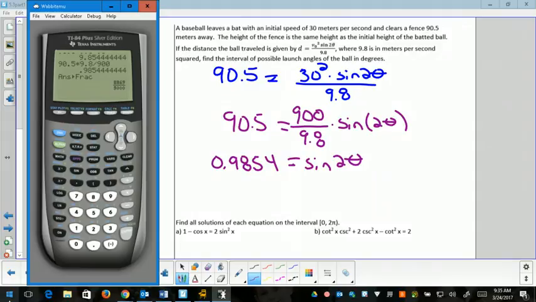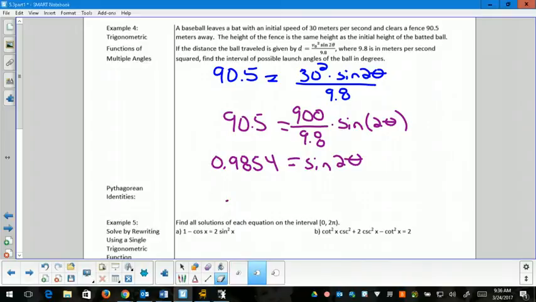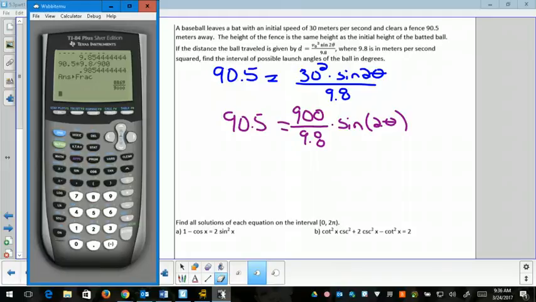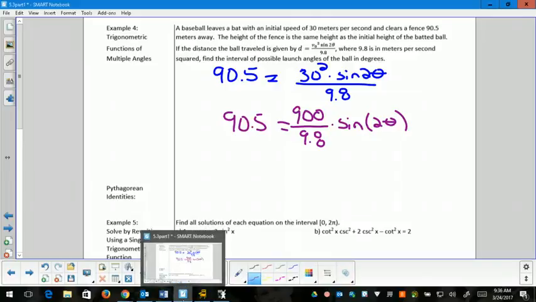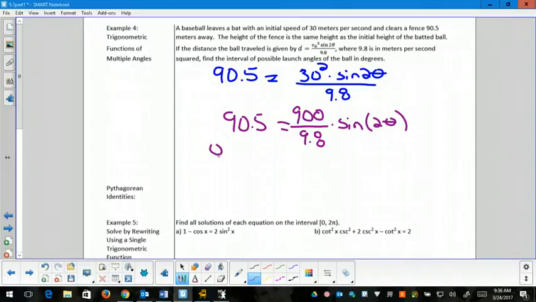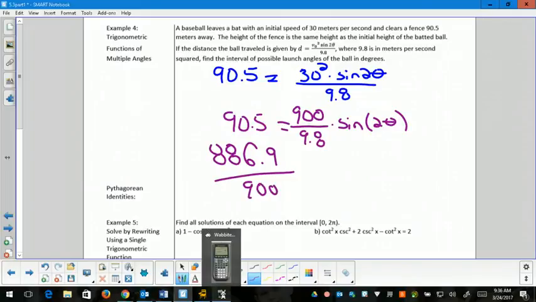Okay, I'm going to go back a step. Instead of multiplying by the reciprocal, I'm going to multiply by 9.8 and then write over 900 because it'll have a decimal. That makes sense. So we're going to go back here, do 9.8 times 90.5 and put that over 900. It's not going to help us in terms of the unit circle, but at least it gets us to a more accurate answer. So we have 886.9, and then instead of dividing by 900 in the calculator, I'm just going to write it like this. Equals sine of 2 theta.